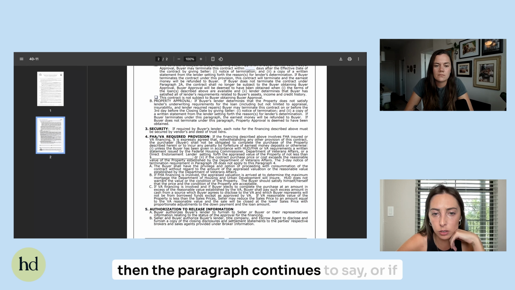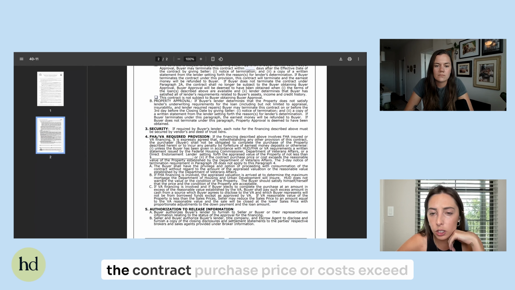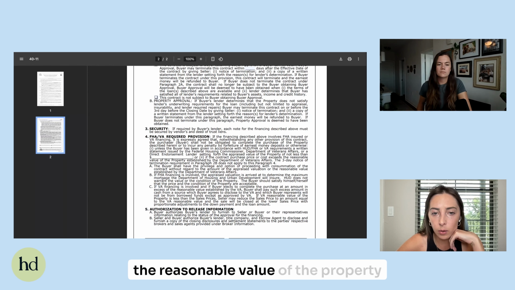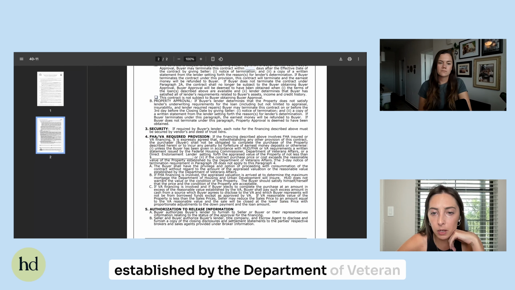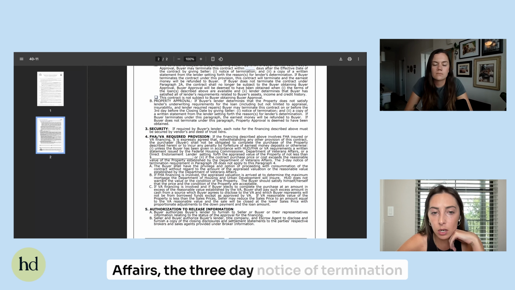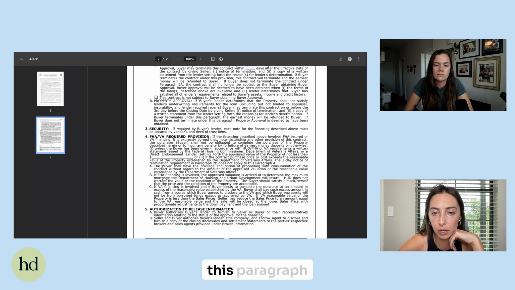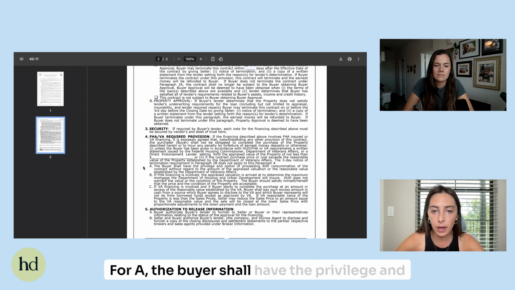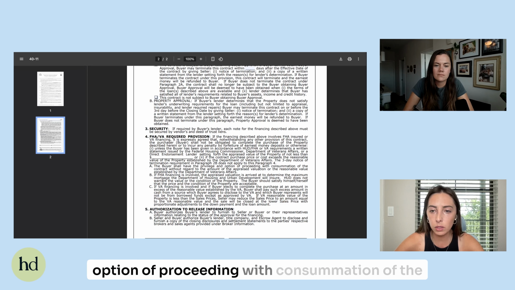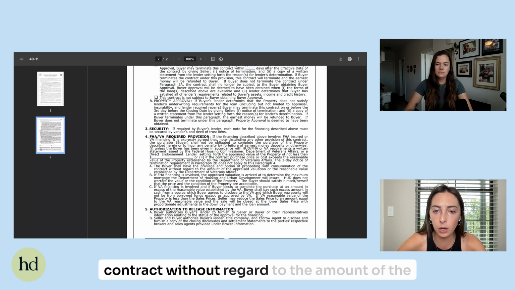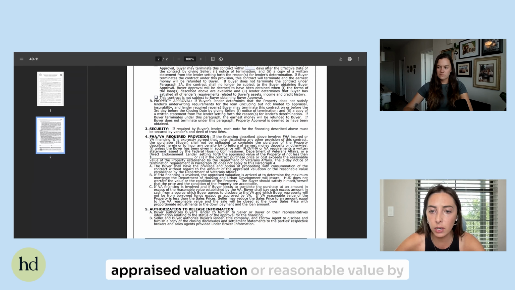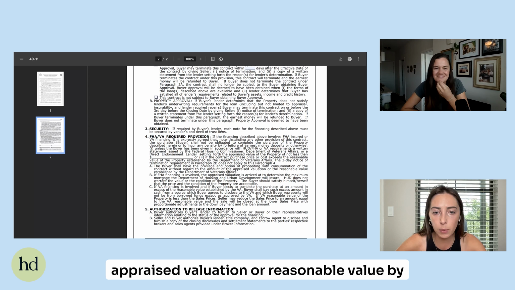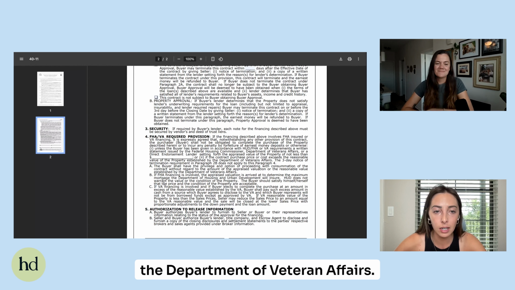The paragraph continues to say, or if the contract purchase price or costs exceed the reasonable value of the property established by the Department of Veteran Affairs, the 3-day notice of termination required in paragraph 2B does not apply to this paragraph. 4A, the buyer shall have the privilege and option of proceeding with consummation of the contract without regard to the amount of the appraised valuation or reasonable value established by the Department of Veteran Affairs.